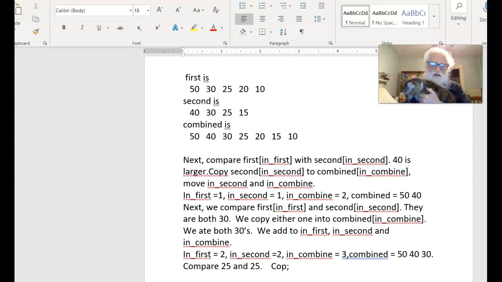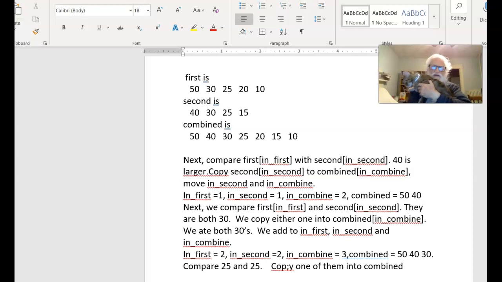So, copy one of them into combine. All right. And now, let's see what I have to move. Well, it looks to me that I have to move just as I did above.